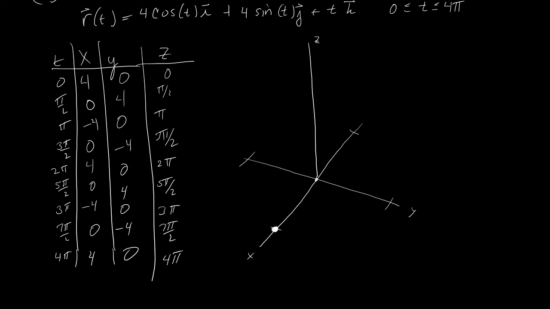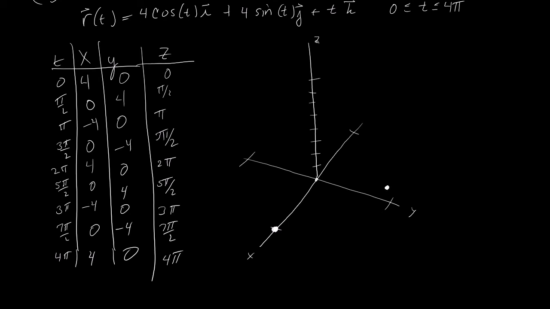Then, whenever z is pi over 2, y is going to be 4, x is going to be 0. So I'm going to go ahead and mark off z at pi over 2 increments: 0, pi over 2, pi, 3 pi over 2, 2 pi, 5 pi over 2, 3 pi, 7 pi over 2, 4 pi. Okay, so we've got the first point down. Next point, we're going to come out here to 4, 0, and we're going to go up pi over 2.